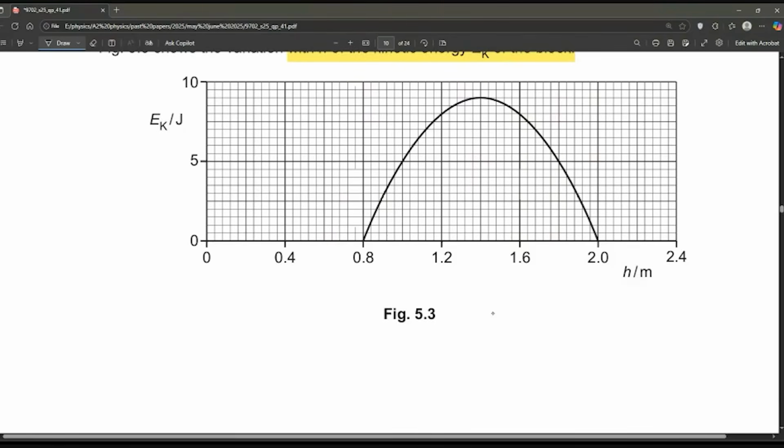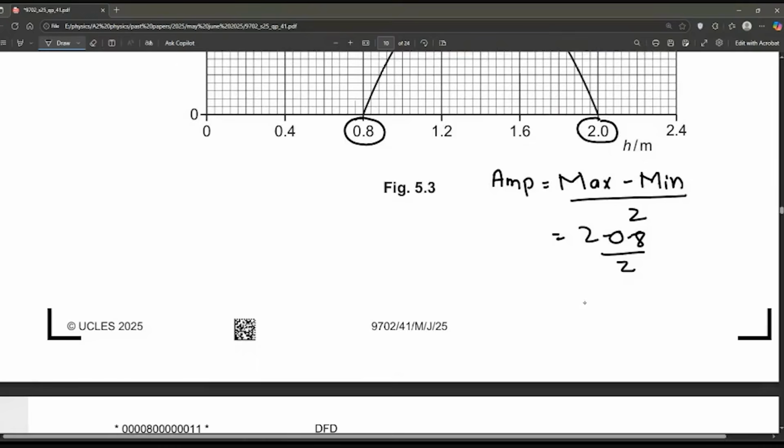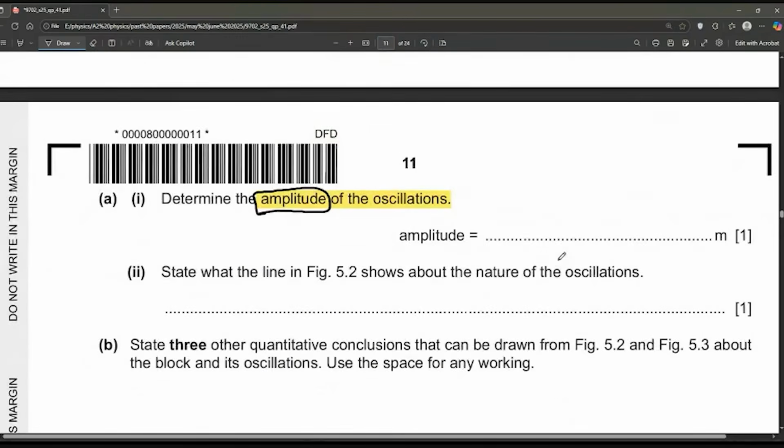If you realize, I had written a formula of amplitude. What is the formula of amplitude? Maximum value of displacement minus the minimum value of displacement divided by 2. Maximum is 2, minimum is 0.8, divided by 2. 2 minus 0.8 comes out to be 1.2 divided by 2, that is equal to 0.6 meter as your amplitude. 0.6 meters is your amplitude.